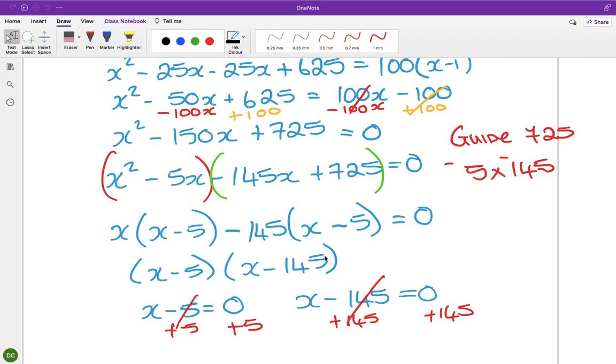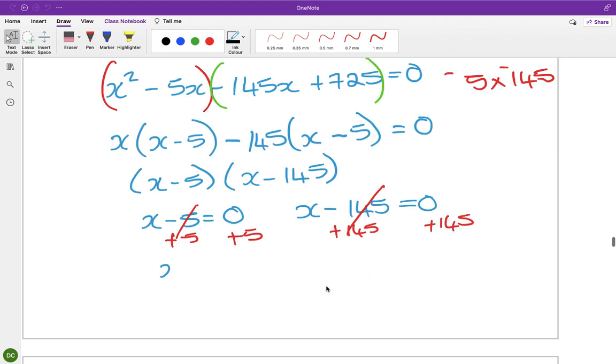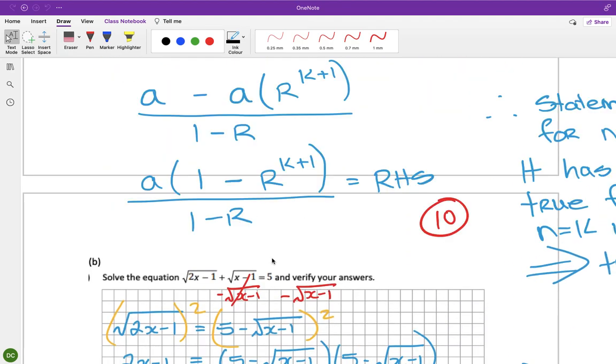Oh, sorry, it's way behind. Okay, so I'm just going to make sure. Oh, verify your answers. So I have to sub back in. Verify your answers means sub back in. So let's see. I'm just going to write this and then I'll bring it to the same place as me. Root 2x minus 1 plus root x minus 1 equals 5, and we've got x equals 5, and we've got x equals 145.